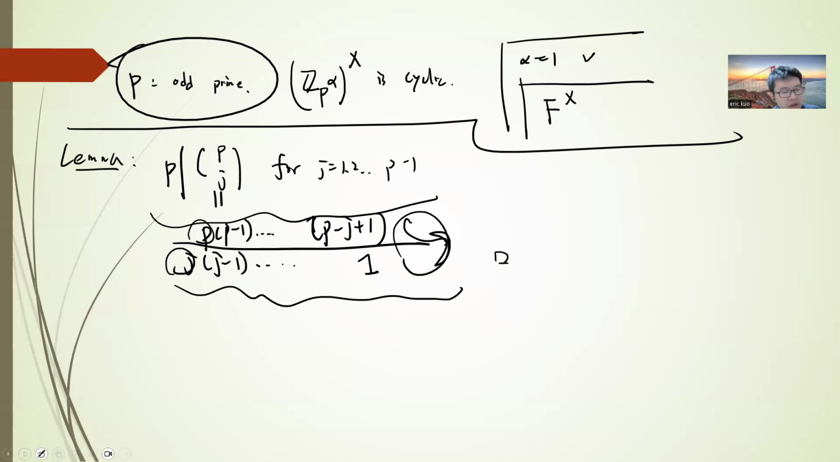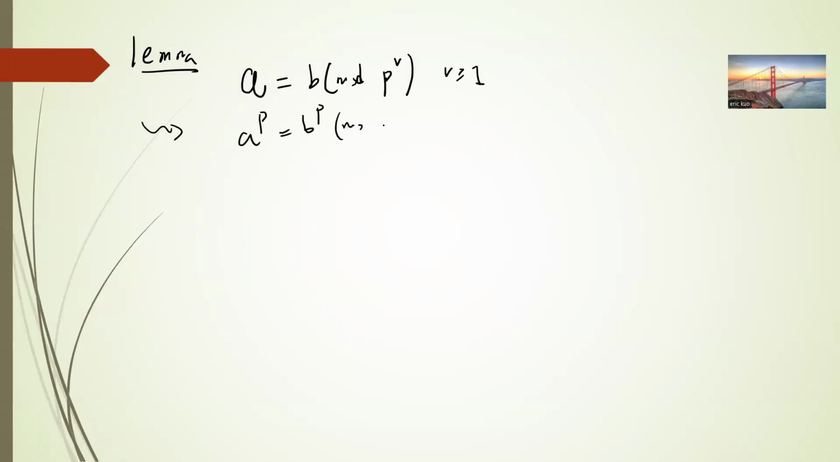And if you know about this, then the rest will be very simple. So there's a lemma. This lemma says that if A and B are the same modulo P to the V, where V is greater than or equal to 1, then if you take the power P, the agreement will increase by one, modulo P to the V plus 1. And this proof is basically using the same idea, using the lemma.